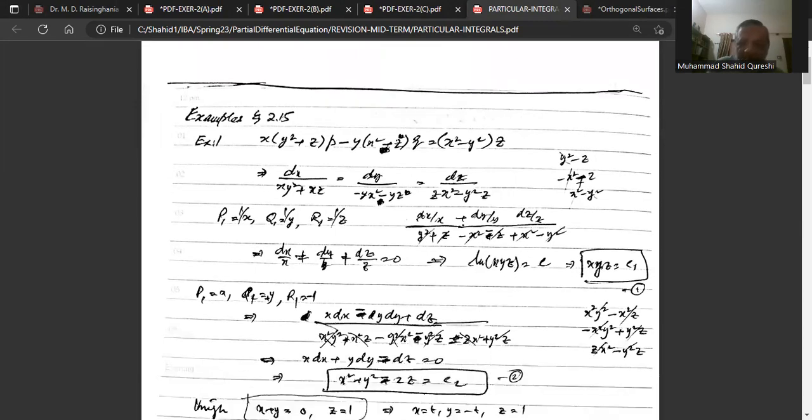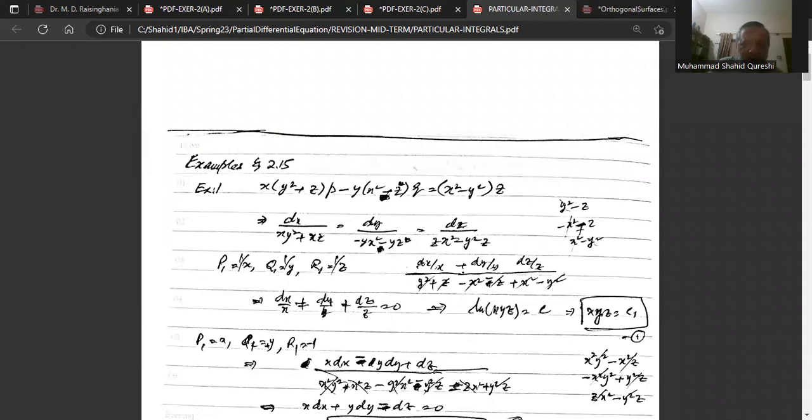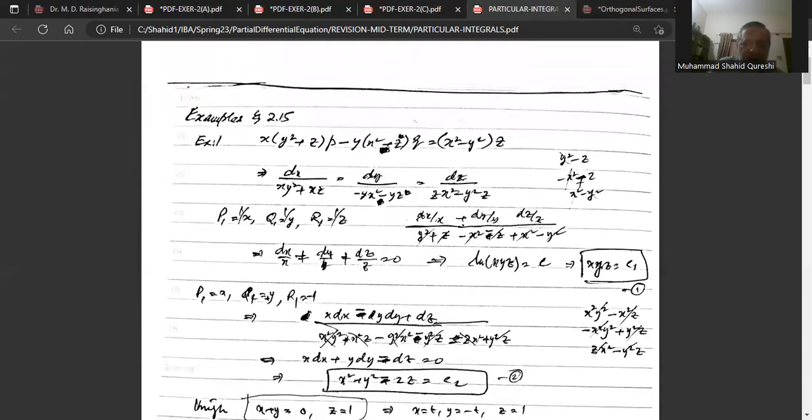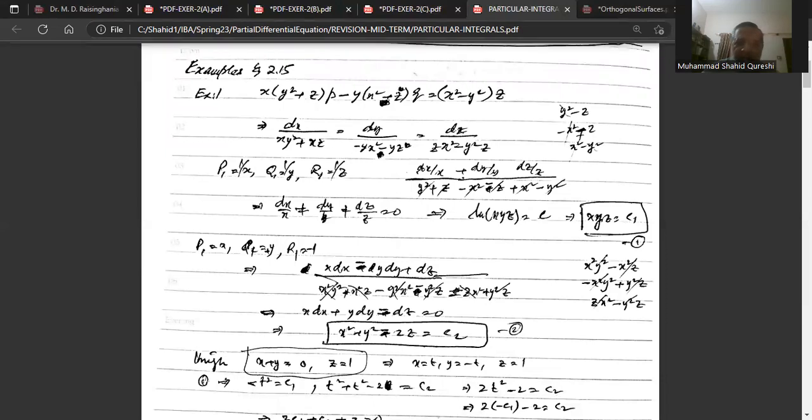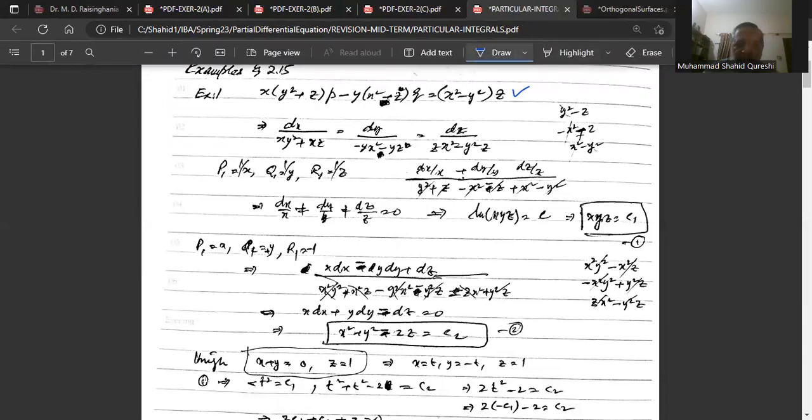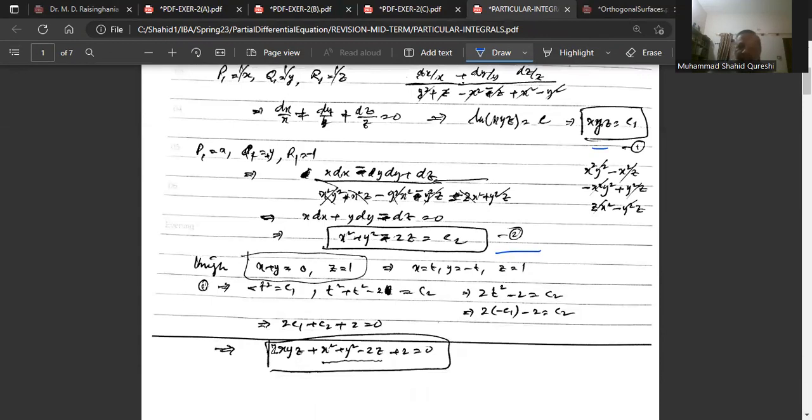Here are some examples solved in your book. I have reproduced them here, where you have to find surfaces that pass through a given curve. You are given this differential equation. You solve them. After getting a solution, independent solutions, C1 and C2, what you need to do is that you force them to pass through the curve given x plus y is equal to 0 and z is equal to 1. This is the equation of a line in 3-space at height 1 unit from the xy plane.